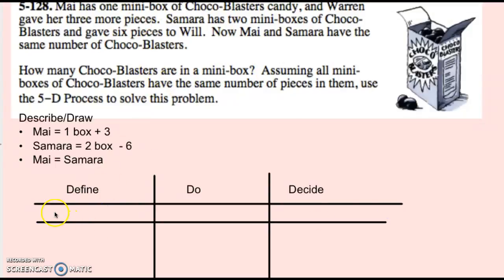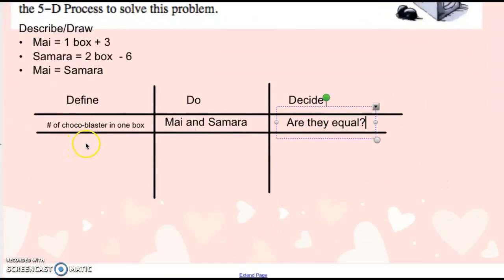So underneath define, I'm going to write number of Choco Blasters in 1 box. Then for the do, I'm going to figure out how many Mai has and how many Samara has. And then decide, are they equal? Okay, so what I'm going to start by doing is choosing a number to see how many Choco Blasters might be in a box. So let's start with an easy number like 5.